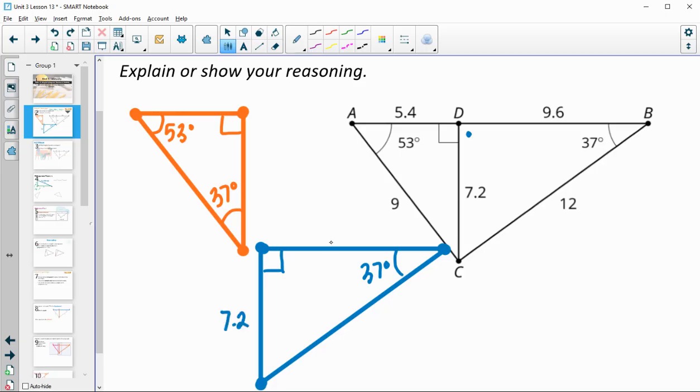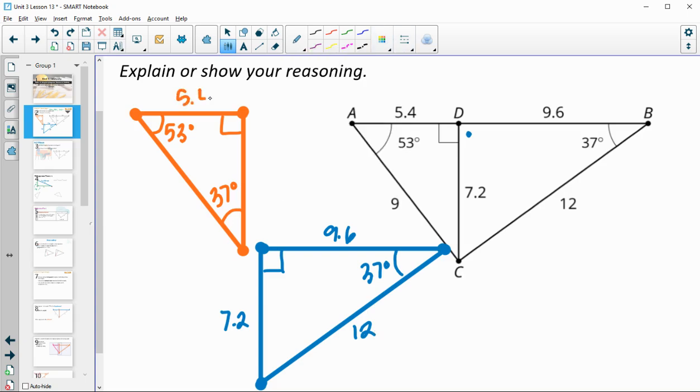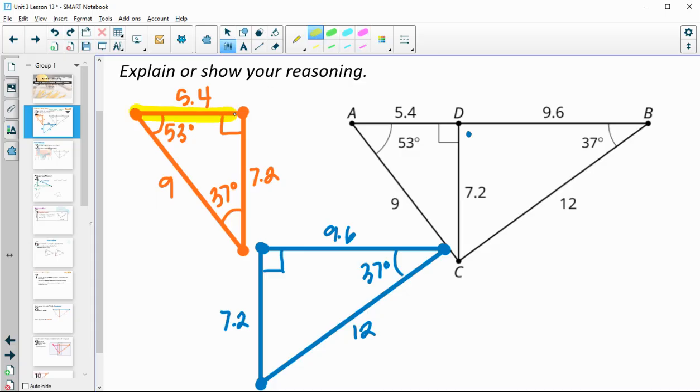If you were looking at the other ones, you would just be dividing out these sides. Here's the 3 sides of the blue, and here's the 3 sides of the orange. You would divide out similar sides here. 5.4 is the smallest and 7.2 is the smallest, so divide those. 7.2 is the middle and 9.6 is the middle. And then 9 is the longest and 12 is the longest. If you divide each of those down, you would get 0.75 and show that the triangles are similar that way as well.